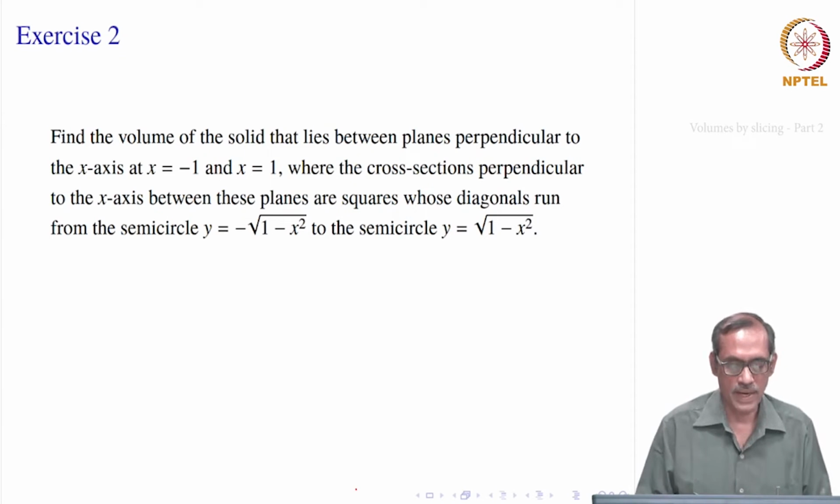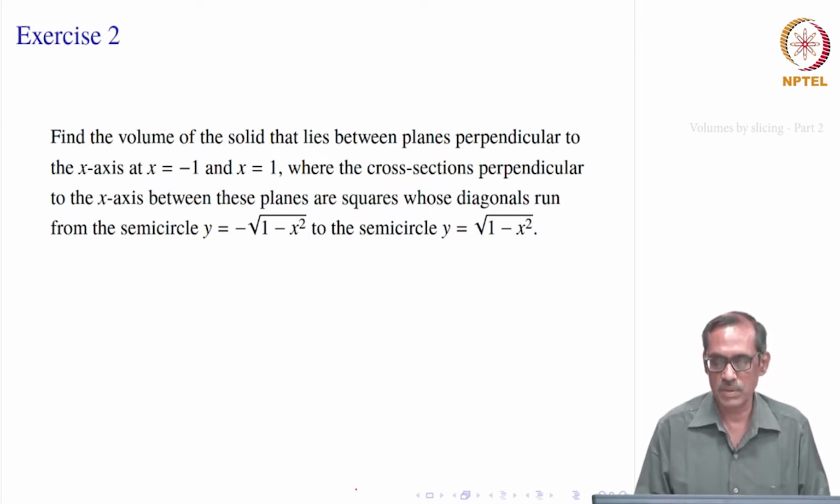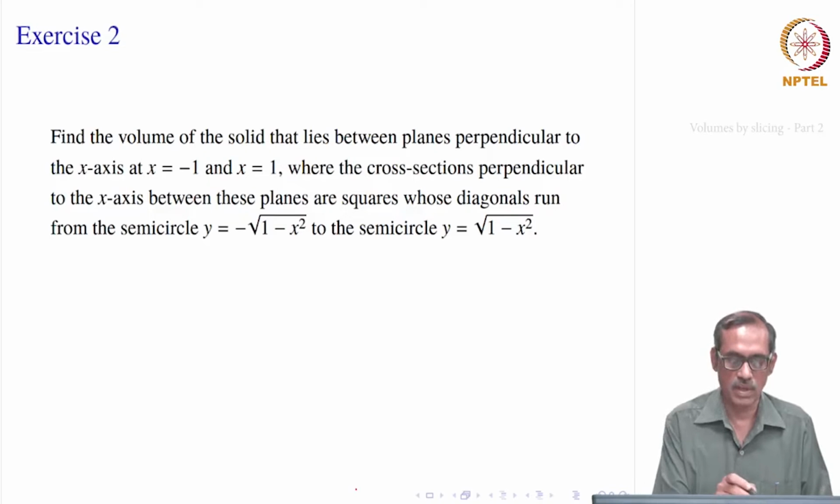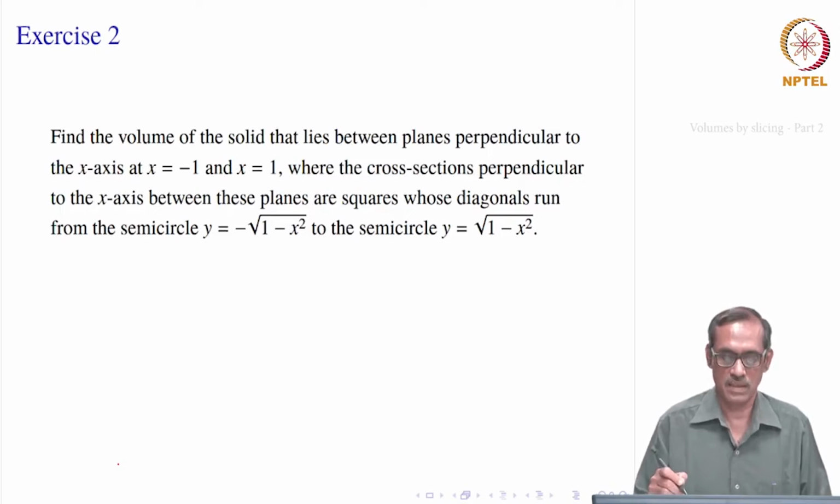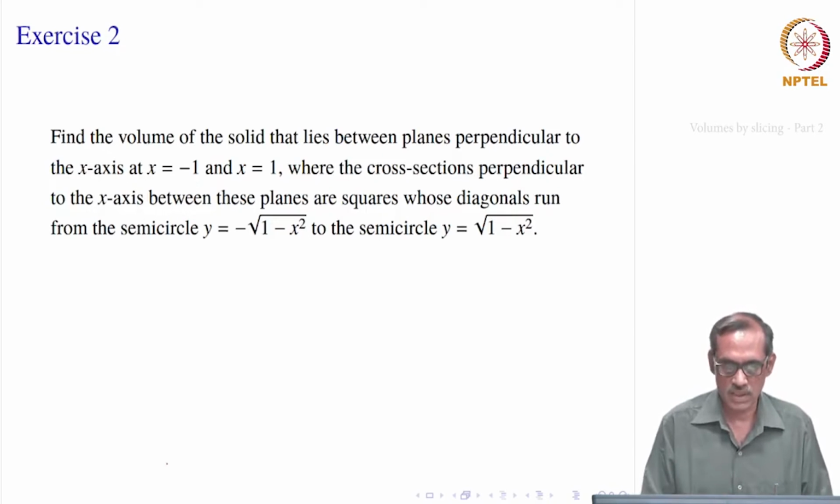Okay. Find the volume of the solid that lies between planes perpendicular to the x axis at x equal to -1 and x equal to 1. So, the solid now lies between two planes perpendicular to the x axis at x equal to -1, x equal to 1. So, we got the limits for x. That means, we must have the cross sectional area expressed in terms of x. Now, the cross sections perpendicular to the x axis between these planes are squares.